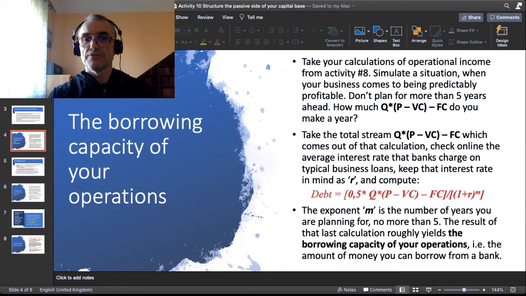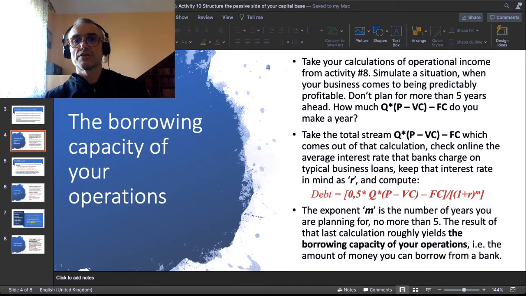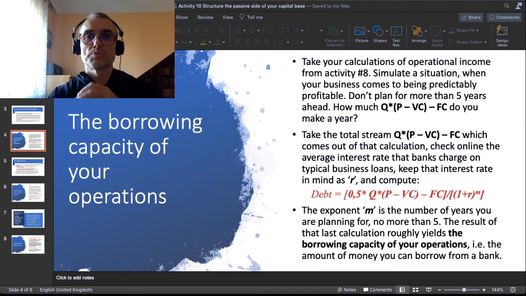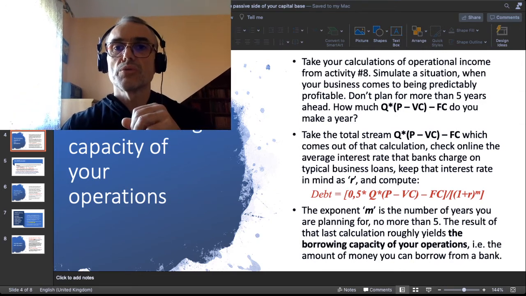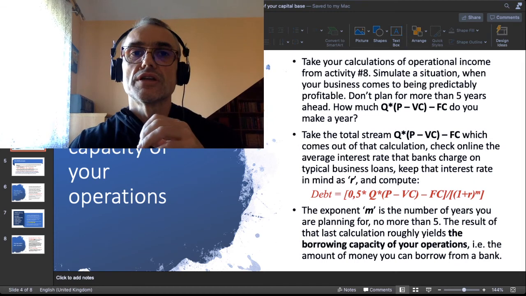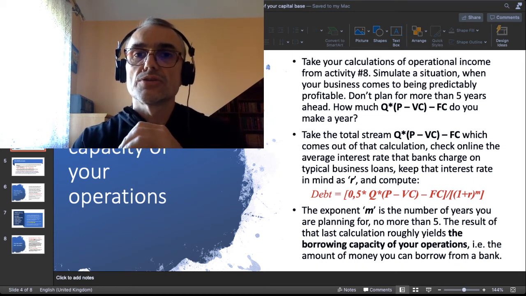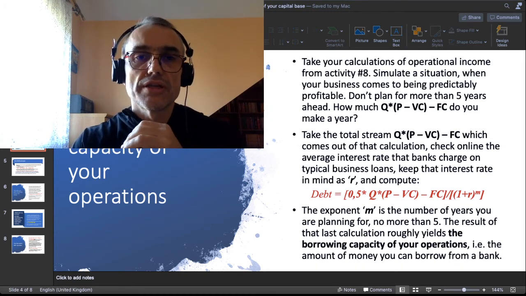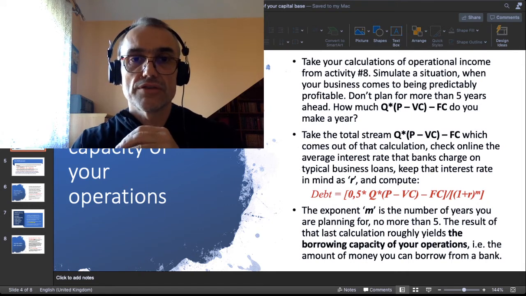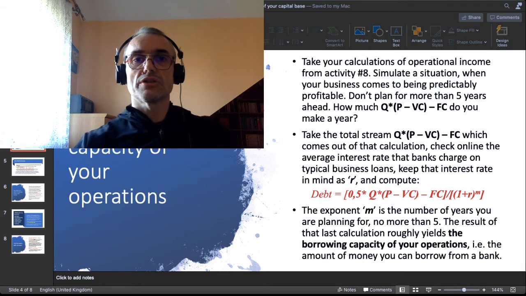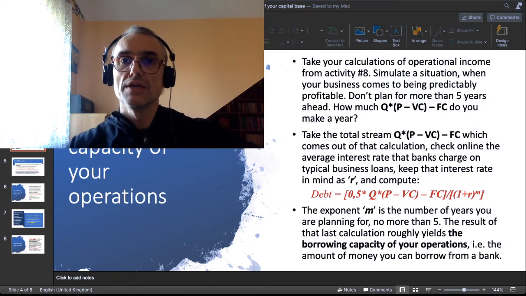So, first of all, we calculate the borrowing capacity of our operations. And this is something that I encourage you to practice, just to mess around with those numbers to see what it gives. So take your calculations of operational income from activity number 8, which was entitled Estimate the Operational Financials of Your Business.